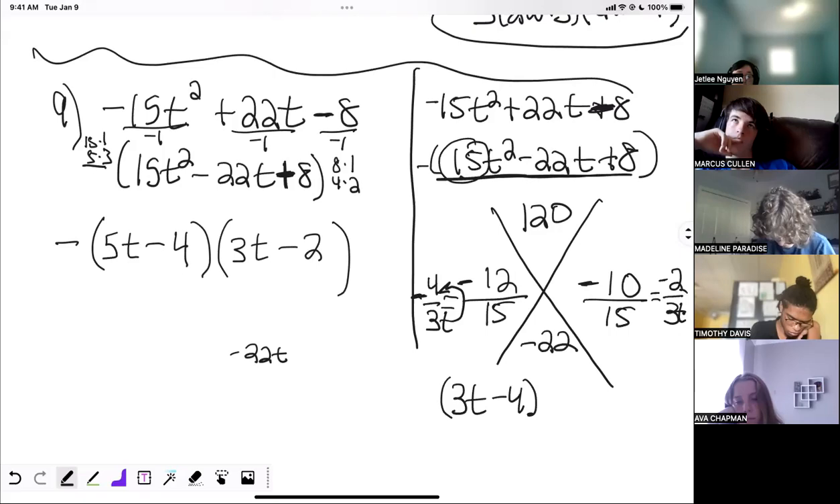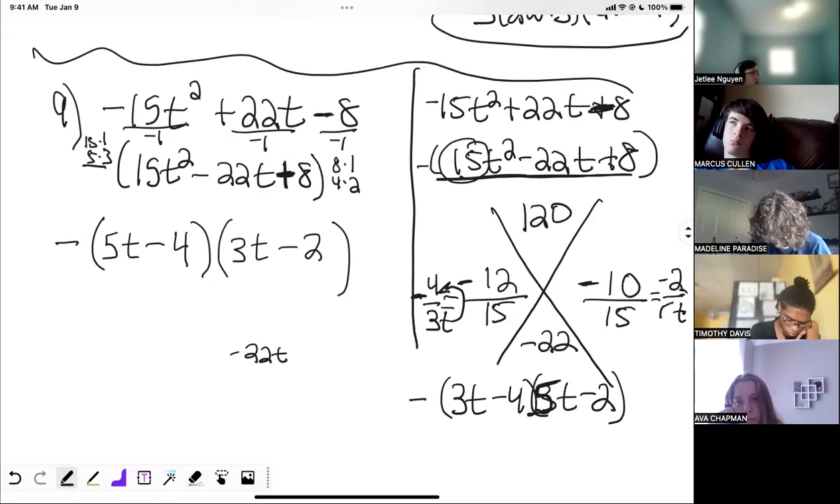This becomes, I'm trying to do my arrow, I don't have enough room over there. Okay, this becomes 3t minus 2. And I cannot forget my negative in the front. And I did something wrong. What did I do? This would be 5. Yeah, sorry, I knew it doesn't look right. This would be 5. Divide by 3 makes 5, not 3. 5.